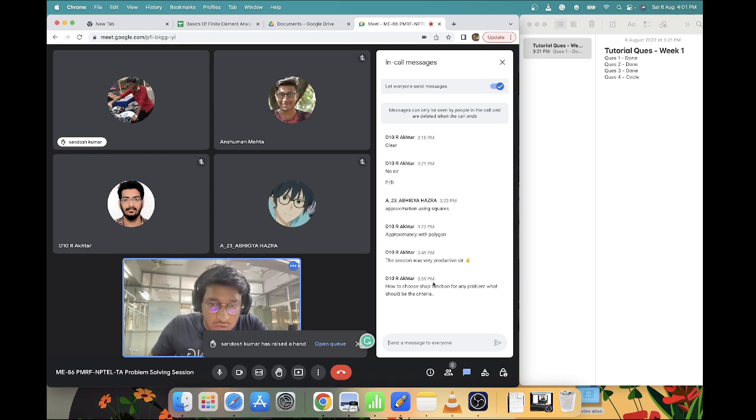Okay, so Akhtar's question is how to choose a shape function for any problem. What should be the criteria? Okay, so Akhtar has asked this question. Santosh, do you want to ask something? Okay, so for the shape function, if the mesh is discretized enough, then we can use linear elements also. But if you go for higher order, it should be worth it.